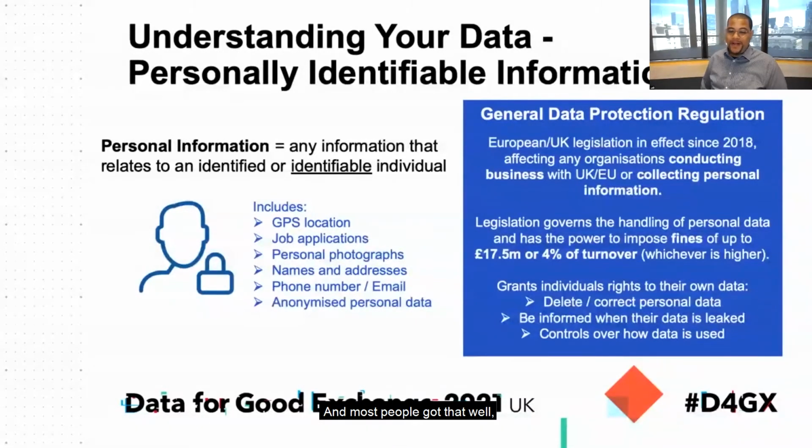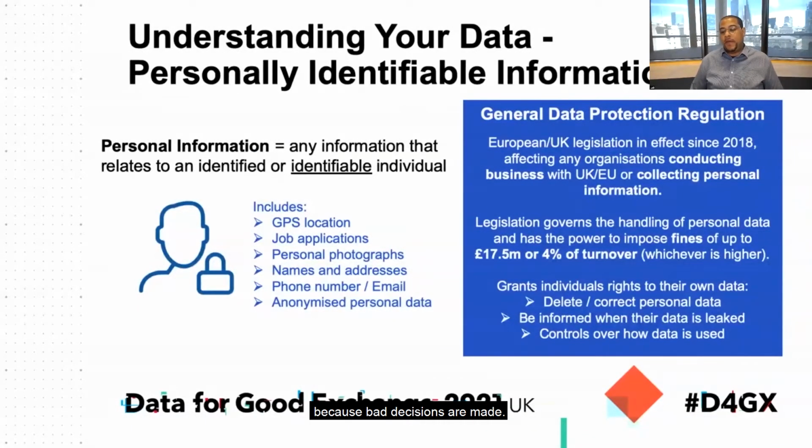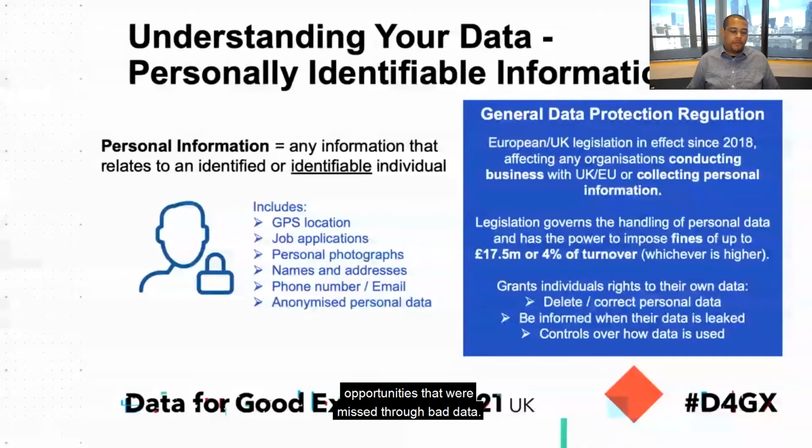And most people got the, well, 46% of people got the right answer. That is, yeah, $3 trillion is the correct answer. 30 trillion would be more than the GDP of the US. I believe that this is actually including the idea that it negatively impacts the US economy because bad decisions are made. I think it probably also includes opportunities that were missed through bad data. So it's a staggeringly large number anyway, regardless of how you see it. Great, can we move on to the next slide, please?